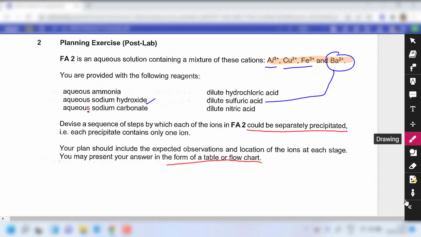Okay. So the first thing I think you managed to realize is that Ba2+ can be precipitated out individually. So one of the ways to separate them is you separate them one by one. So you get Ba2+ out, and then maybe you get Al3+, and then maybe Cu2+ and Fe3+. Another way is you separate them in twos, in a pair. Then after that, within each pair, you separate them further. So that might be a little bit more efficient.